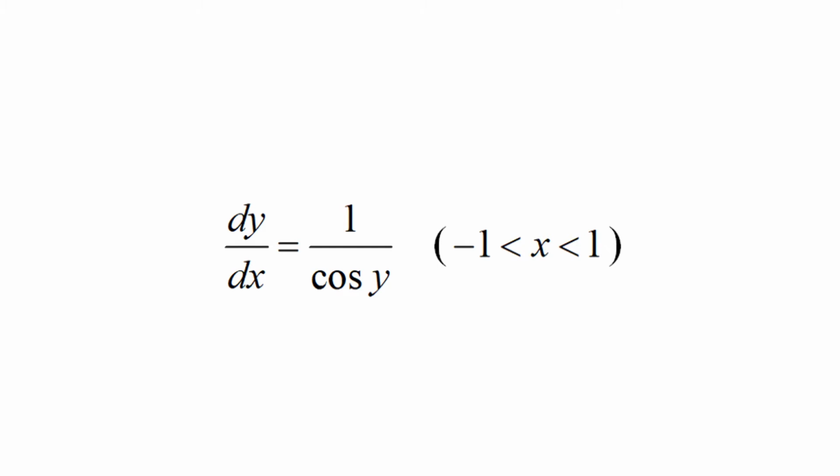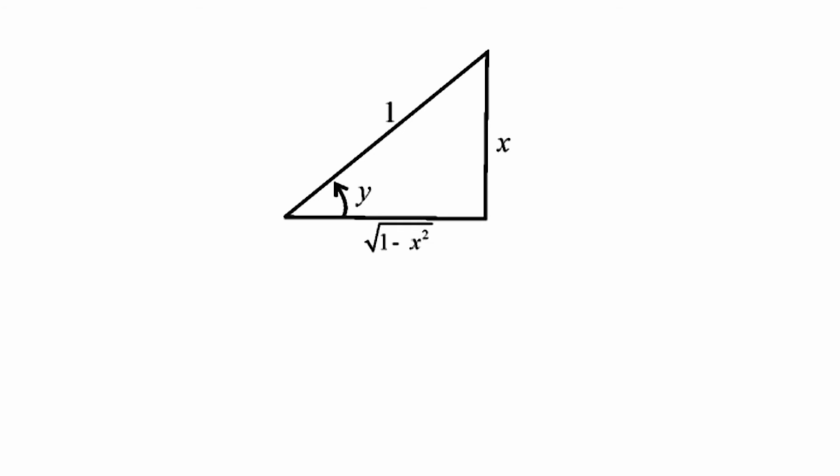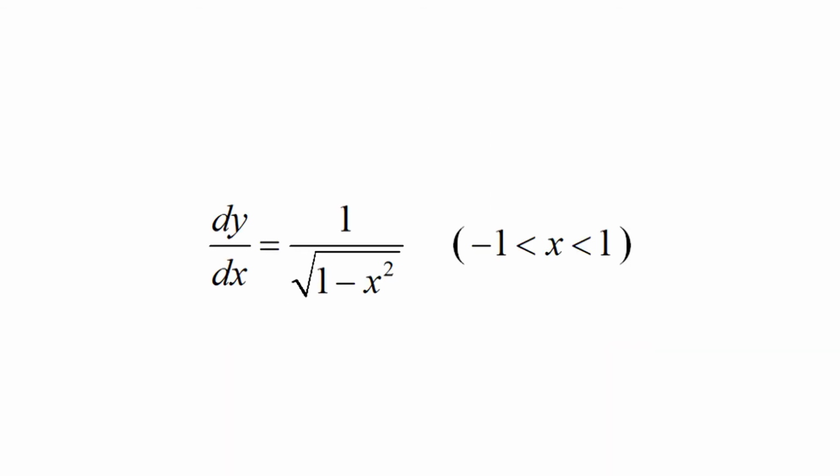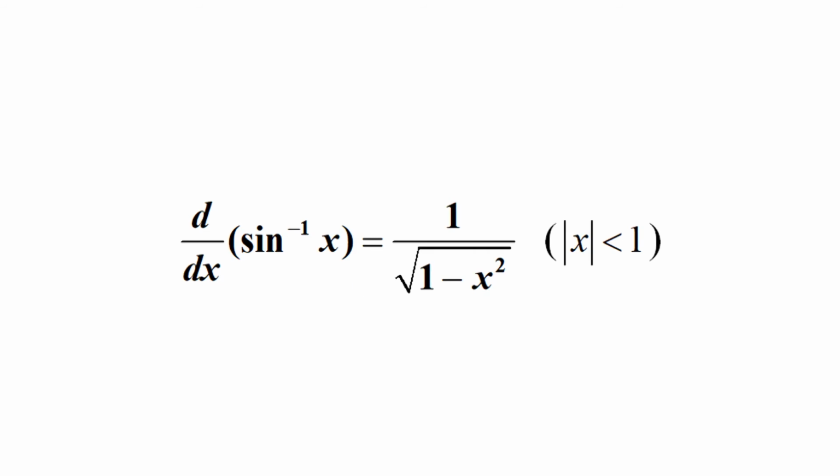As cos y is not equal to 0 when minus pi by 2 less than y less than pi by 2, dividing the above equation by cos y, we obtain dy by dx equal to 1 by cos y in the range minus 1 less than x less than 1. Now, referring to the right angle triangle in the figure, we obtain cos y equal to square root of 1 minus x square by 1, that is the same as square root of 1 minus x square in minus 1 less than x less than 1. Thus, dy by dx equal to 1 by square root of 1 minus x square with minus 1 less than x less than 1. Thus, d by dx of sin inverse of x equals 1 by square root of 1 minus x square with mod x less than 1.